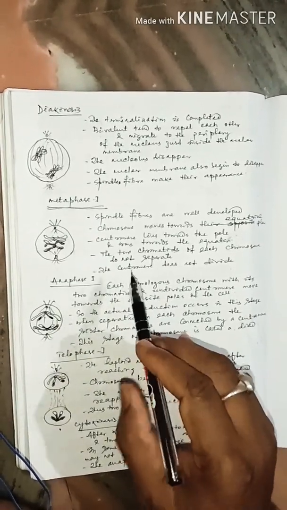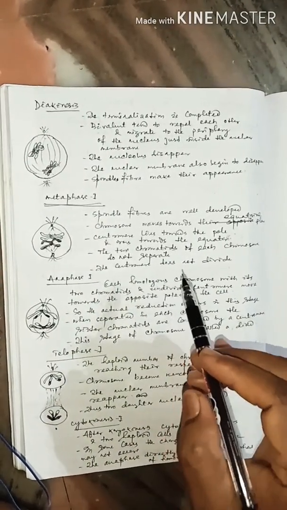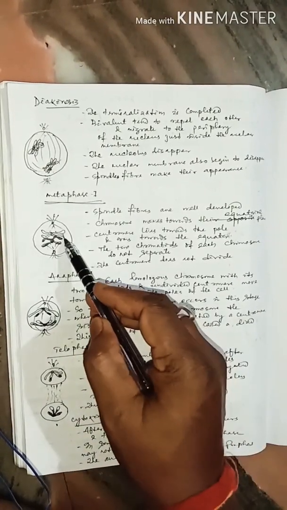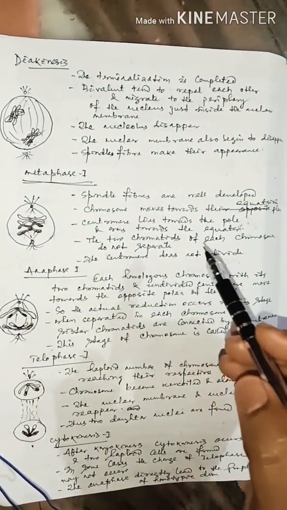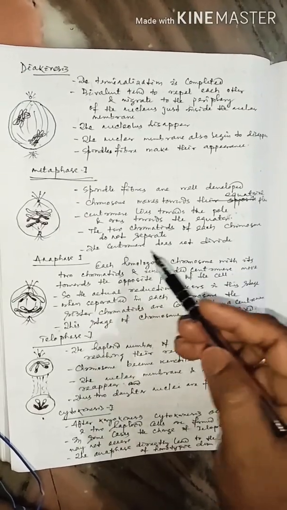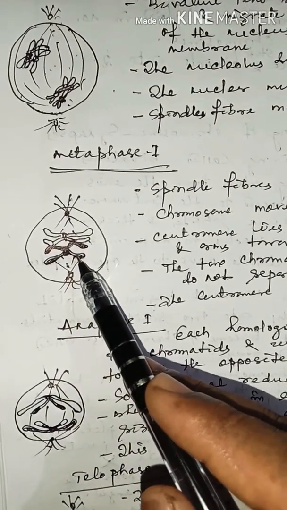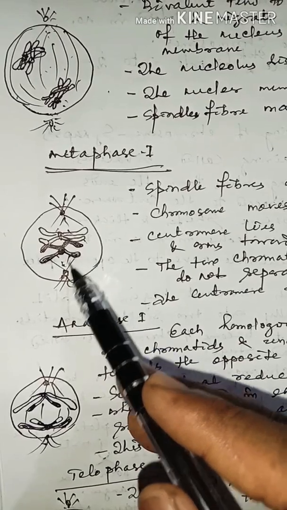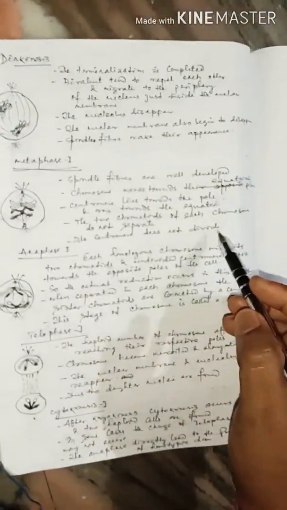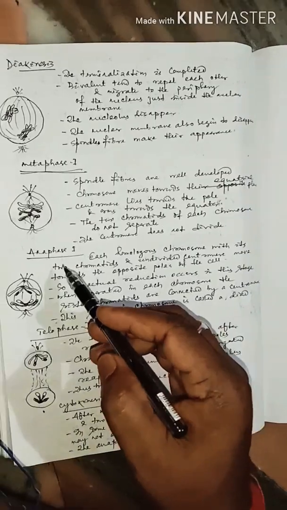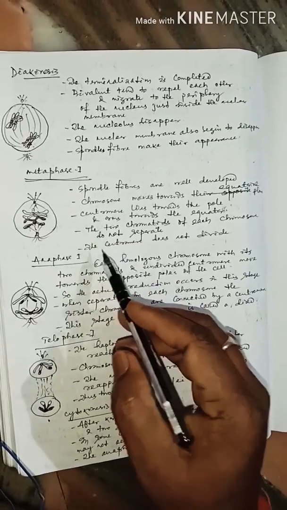Then it is followed by metaphase 1. Metaphase is characterized by spindle fibers. The chromosomes lie at the equatorial plane or middle plane, and the spindle fibers are well developed. Before it, the spindle fibers are formed and become well developed. The centromere lies towards the pole, but the arms of the chromatids lie at the equator. The two chromatids of each chromosome do not separate. The centromere does not divide. So this is all about metaphase 1.